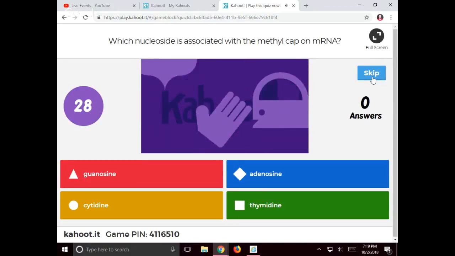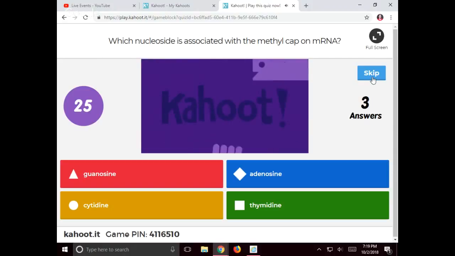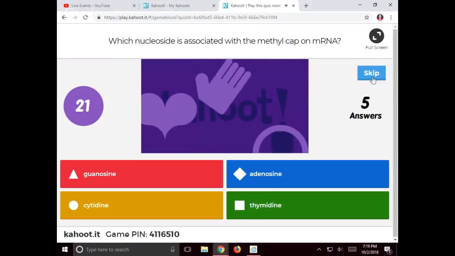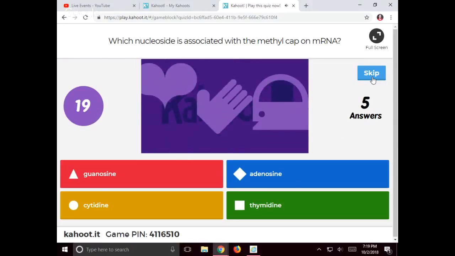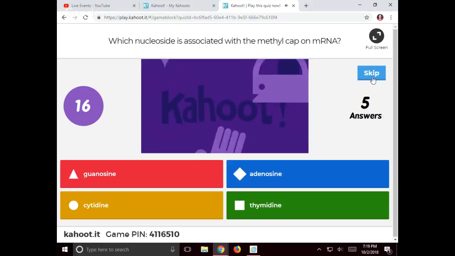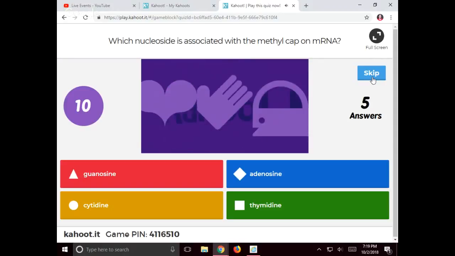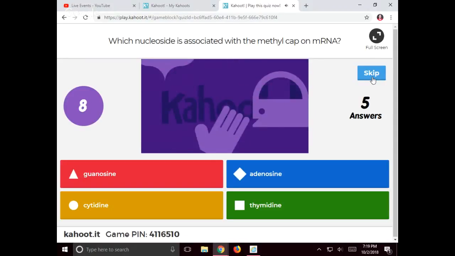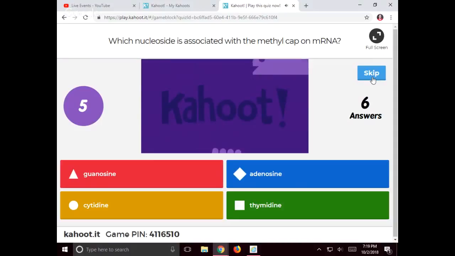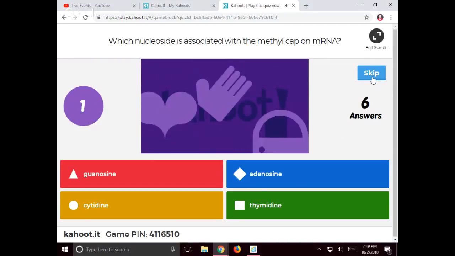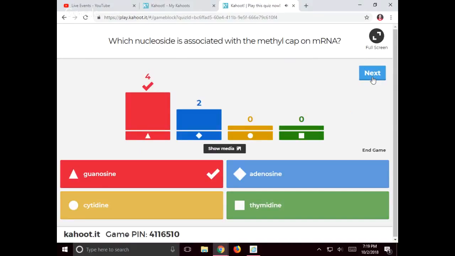Because I will. Which nucleoside is associated with the methyl cap on the mRNA? So, which one is generally the one that is methylated? And there's a reason for that, because there's an enzyme for it that's pretty abundant. But she has it in her notes, and somebody else, I think you wrote this. You wrote it. Yep.